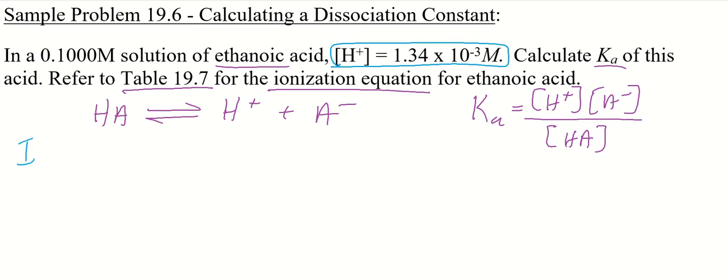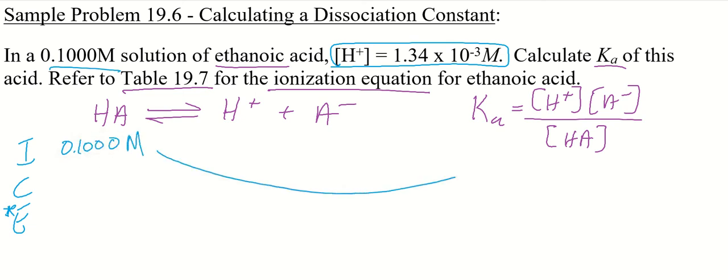We're going to set up initial conditions, the change in concentration, and this is really what we're looking for, the concentrations at equilibrium, because those are the only values we can use in an equilibrium expression. All right, so the initial concentration is given to us as 0.1000 molar. Sometimes students will put that right into the equilibrium expression. That's not right. This is not an equilibrium concentration, so be careful not to do that.